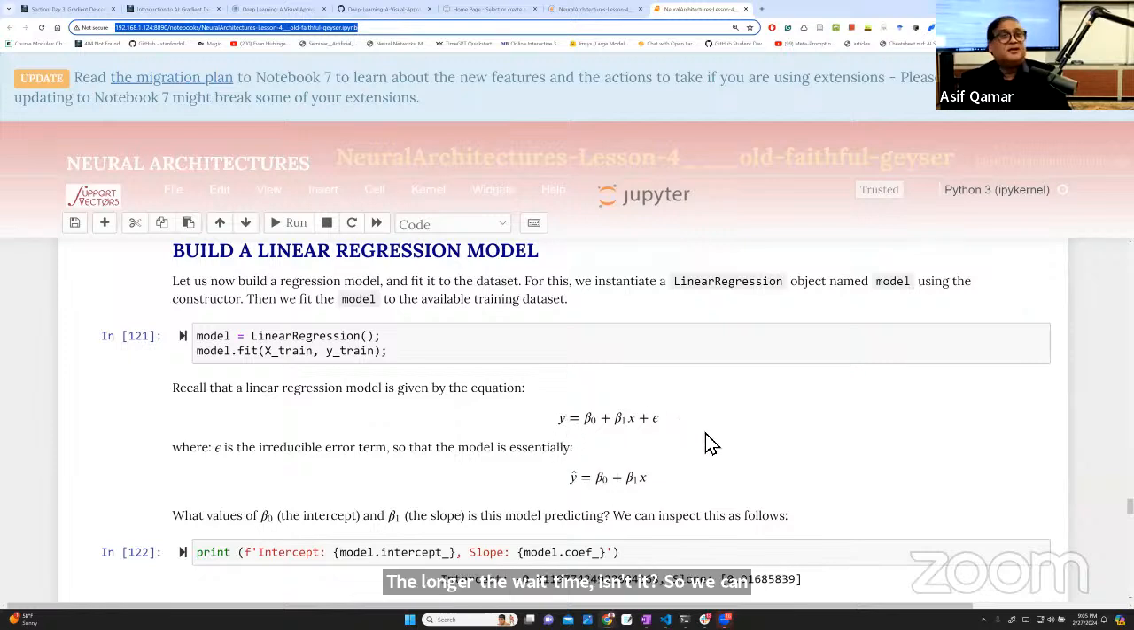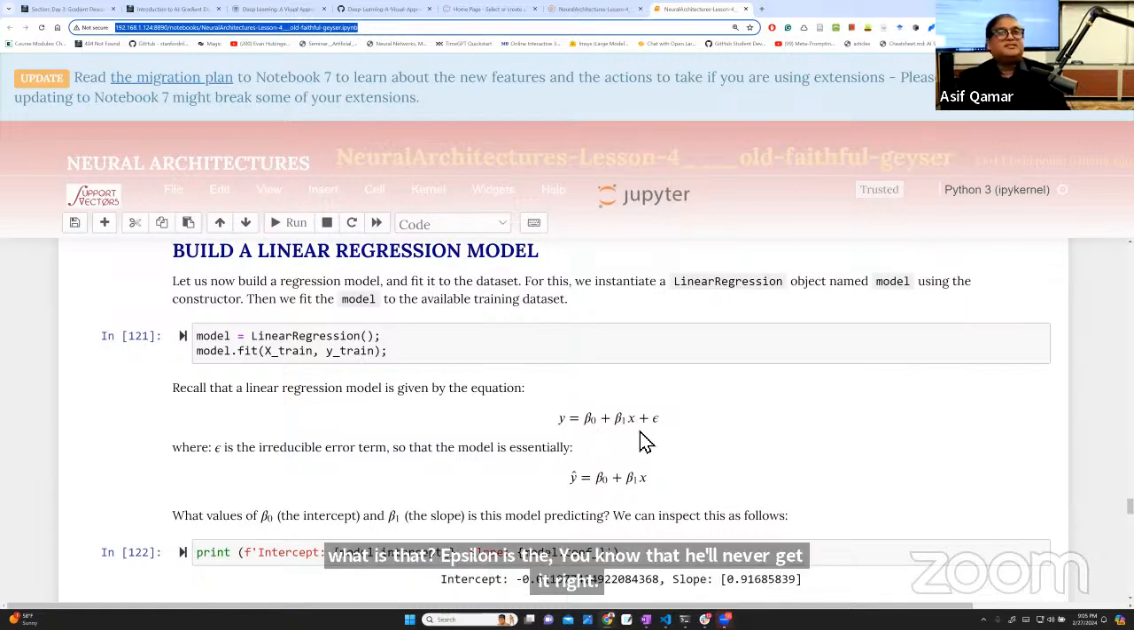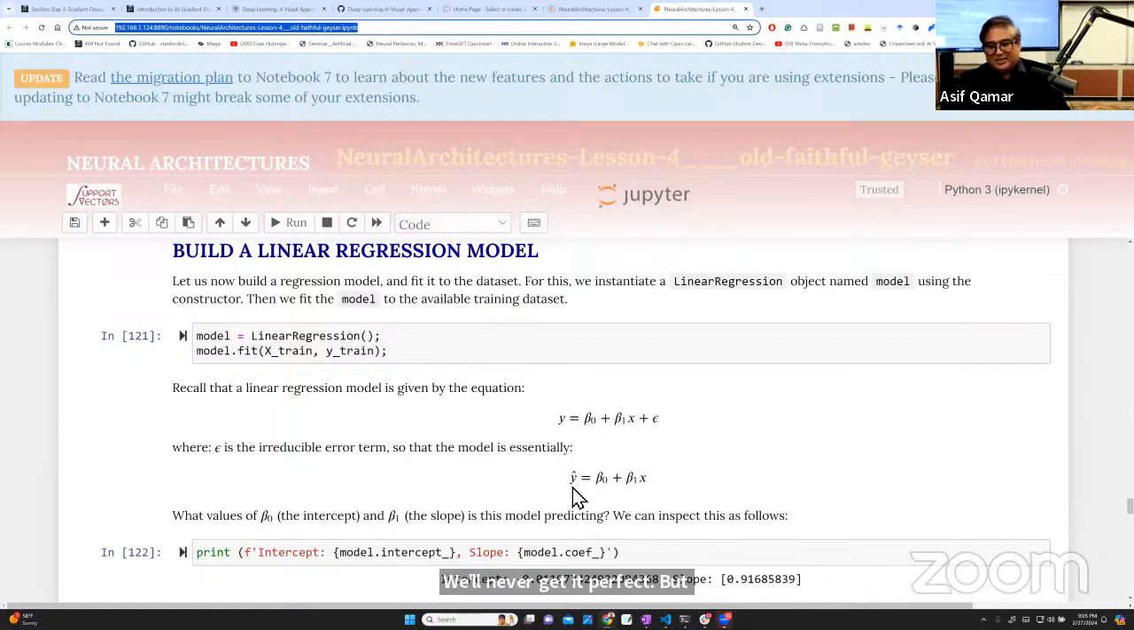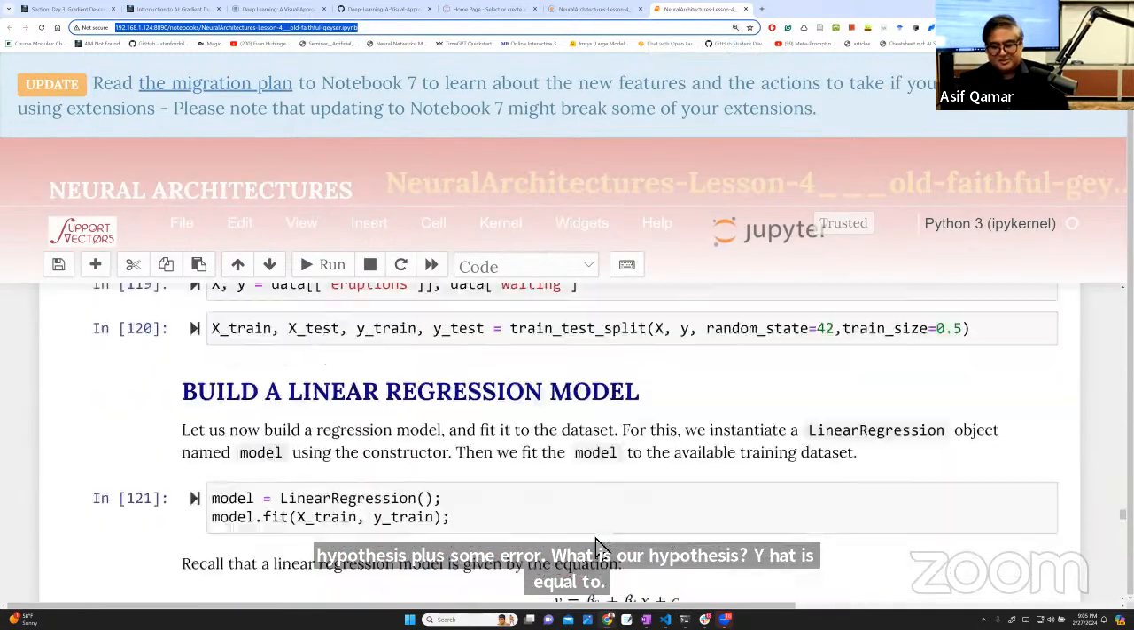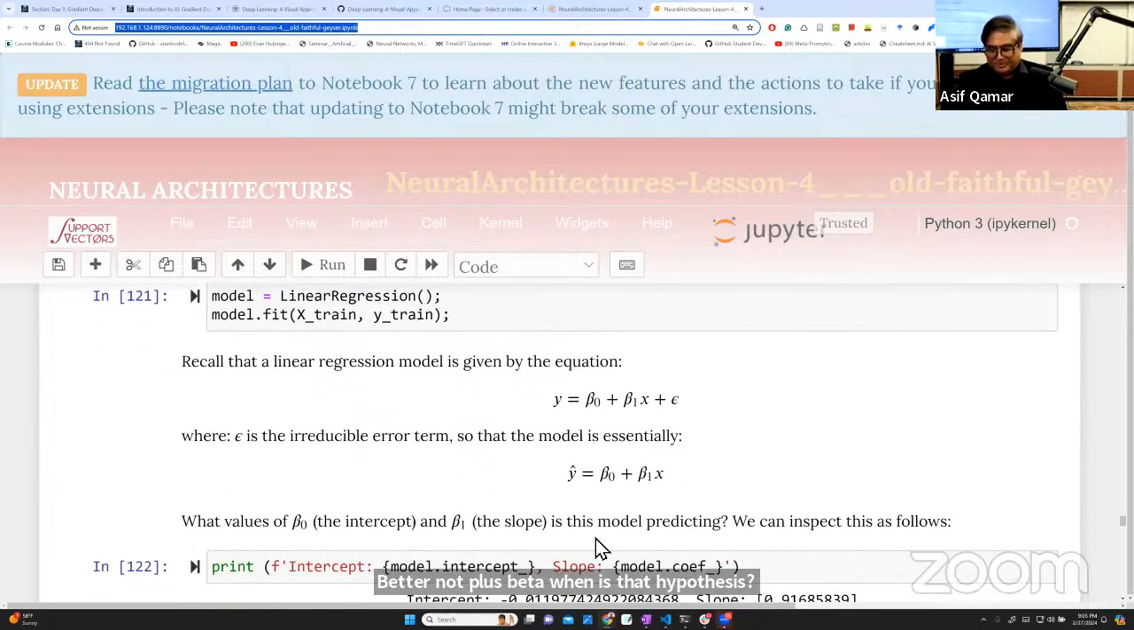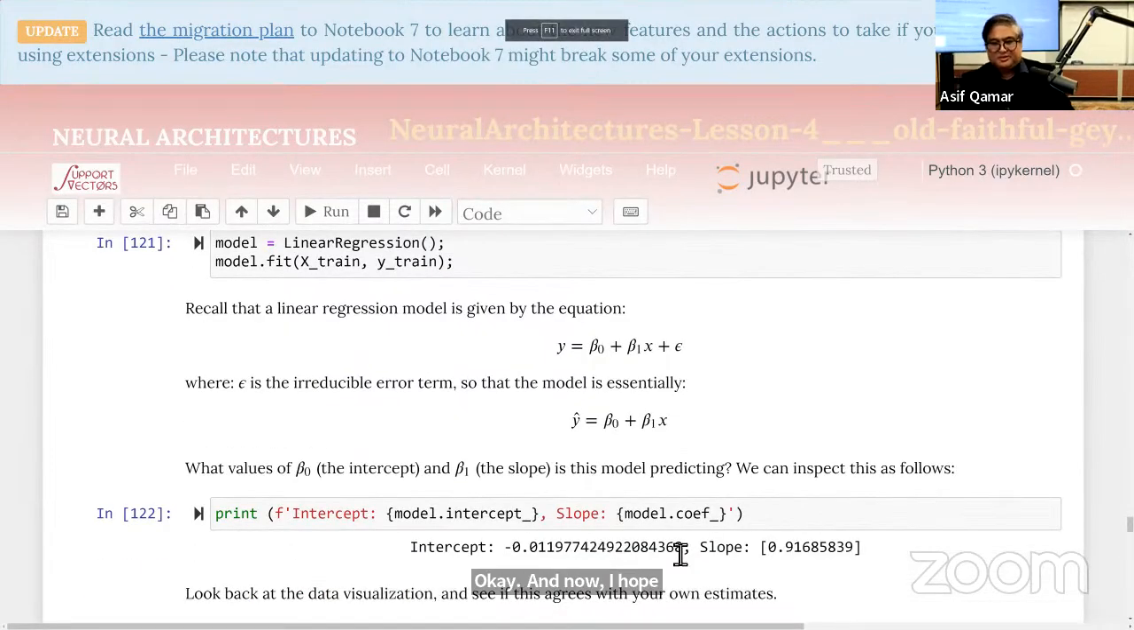Oh, what is that epsilon? It is the irreducible error. You know that we'll never get it perfect. But reality will be our hypothesis plus some error. Right? What is our hypothesis? Y hat is equal to beta naught plus beta 1 x. Is it making sense, guys? Beta naught plus beta 1 x is our hypothesis. Okay. And now, I hope this whole thing is visible to everyone on the screen.